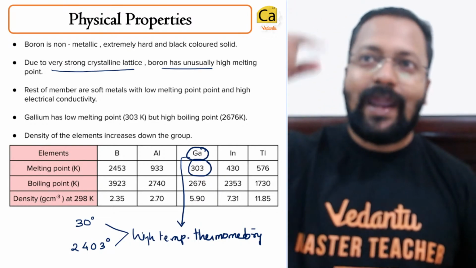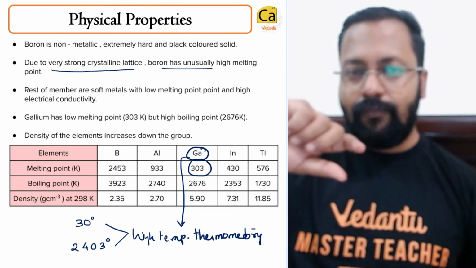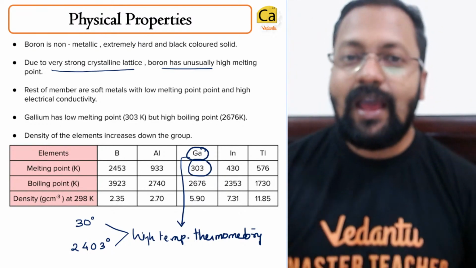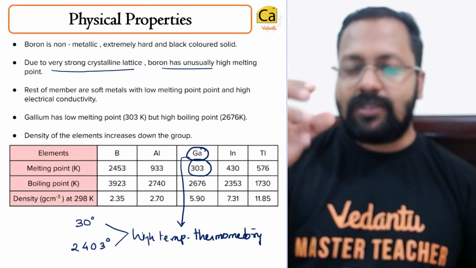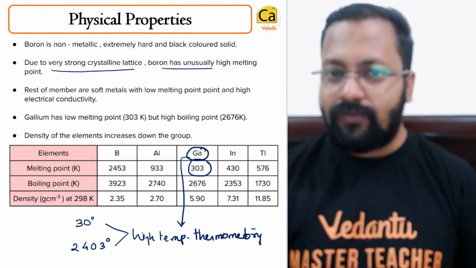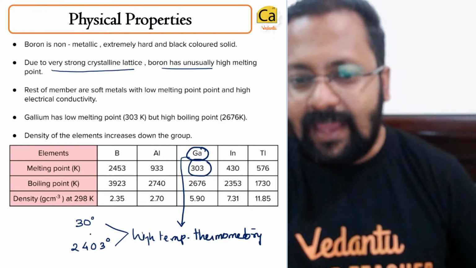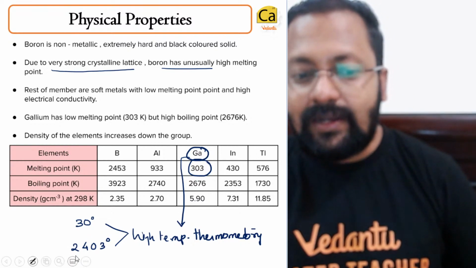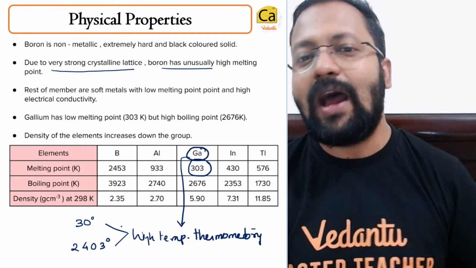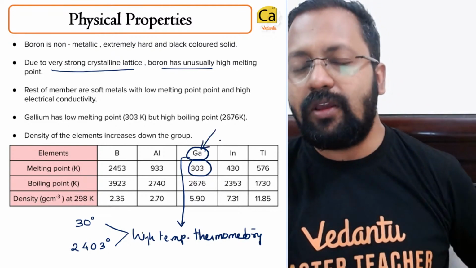So in high temperature thermometry, if I have to measure something which has a temperature of 1000 degrees Celsius or 2000 degrees Celsius, I do not want the substance inside the thermometer to boil off. If we take mercury it will boil off, but if I take gallium it will not boil off until 2400 degrees Celsius, so I can use it in high temperature thermometry. Okay, so please do remember this is the property of gallium.